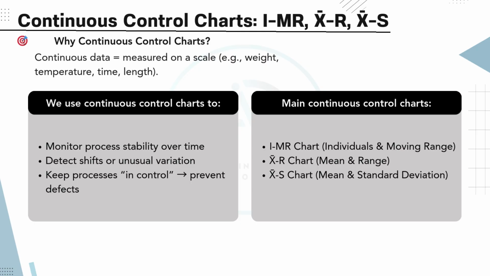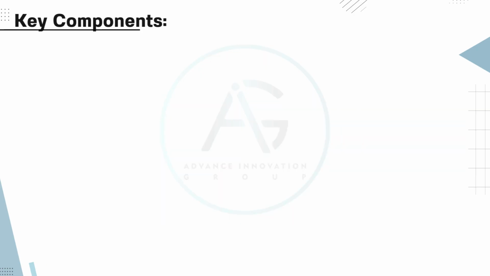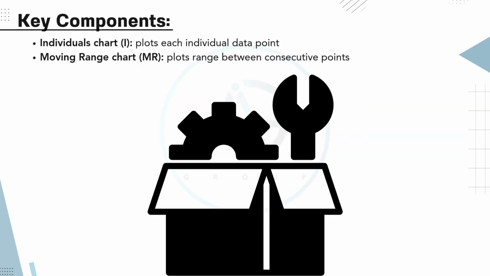Main continuous control charts: IMR chart, individuals and moving range. X bar R chart, mean and range. X bar S chart, mean and standard deviation. Key components. Individuals chart, I, plots each individual data point. Moving range chart, MR, plots the range between consecutive points.